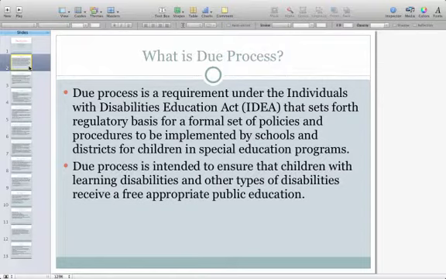Due process is a requirement under the Individuals with Disabilities Education Act, or the IDEA, that sets forth regulatory basis for a formal set of policies and procedures to be implemented by schools and districts for children in special education programs. Due process is intended to ensure that children with learning disabilities and other types of disabilities receive a free and appropriate public education.